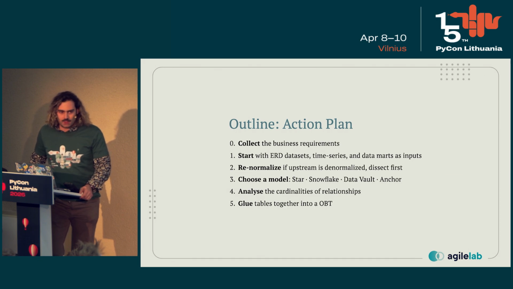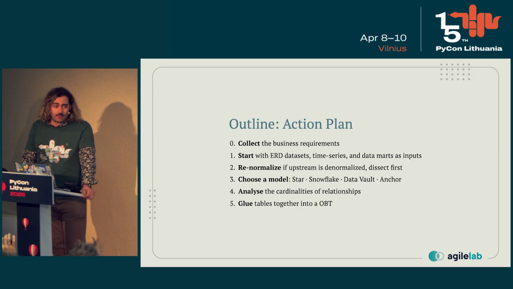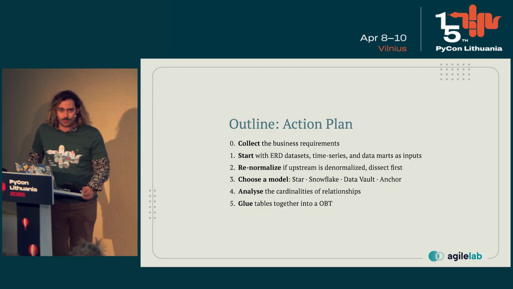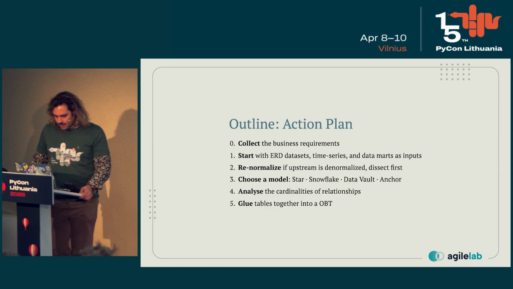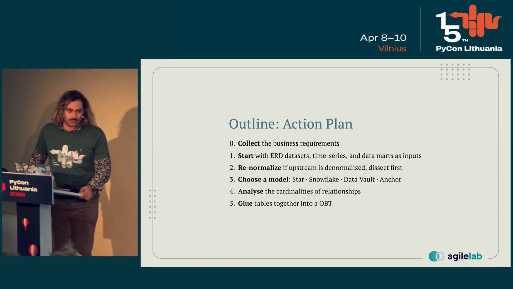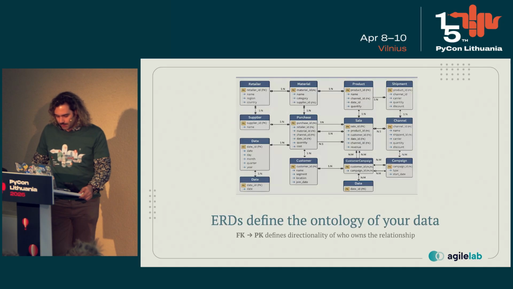Then you will start with the entity relationship diagrams, time series, or other data marts, so other big tables that could come as denormalized. I mean, while normalization is good for a dashboard, it's bad for you. So if you have normalized tables upstream, denormalize them. Then you choose a model, and you analyze. This point is often undervalued. It's very important though to analyze the cardinalities of your relationships, because these are going to affect the way you glue them together in the one big table at the end.